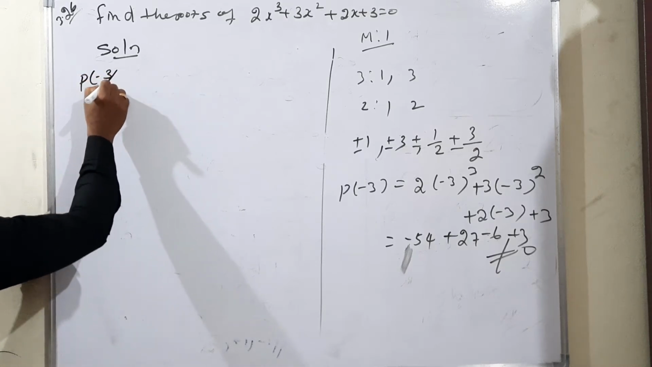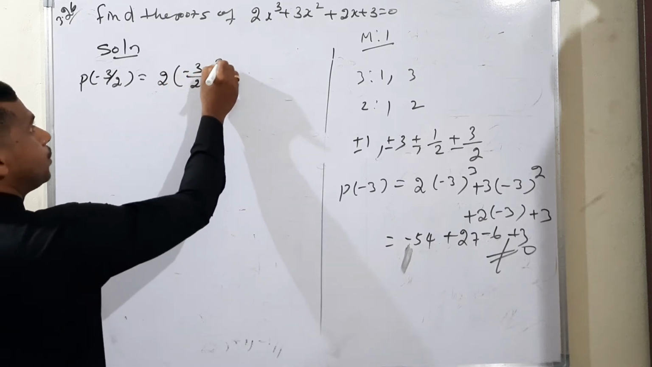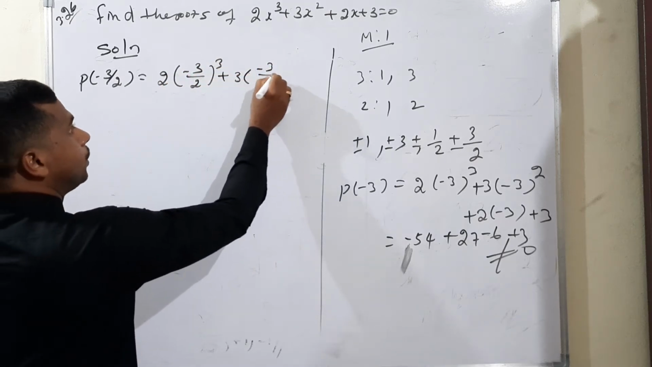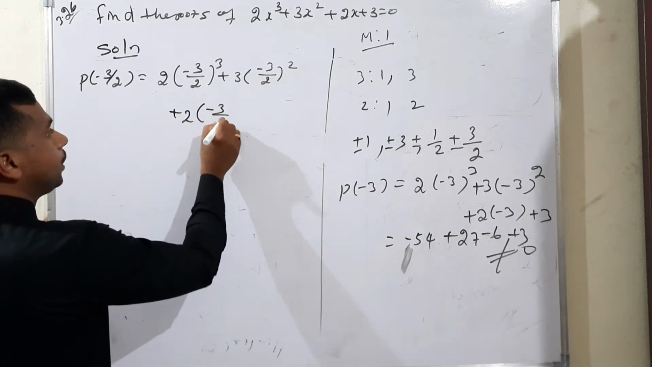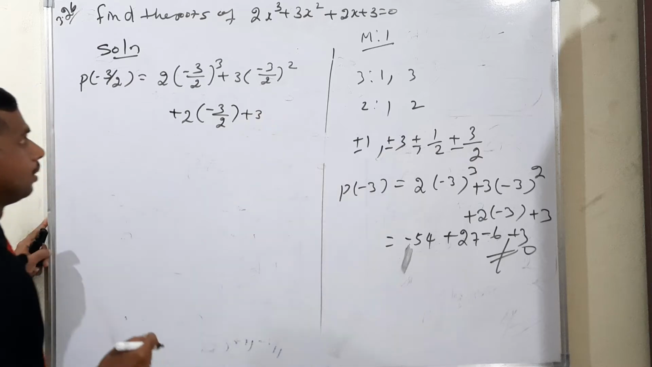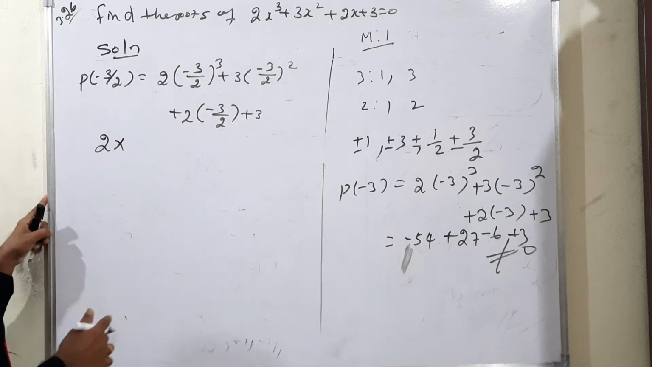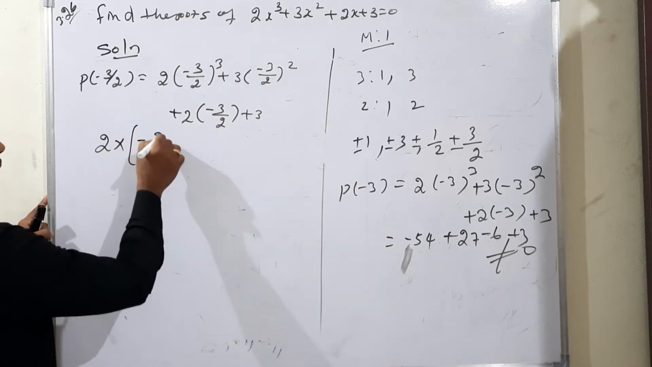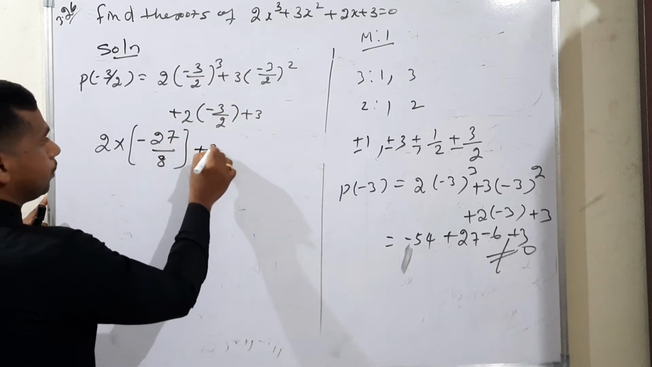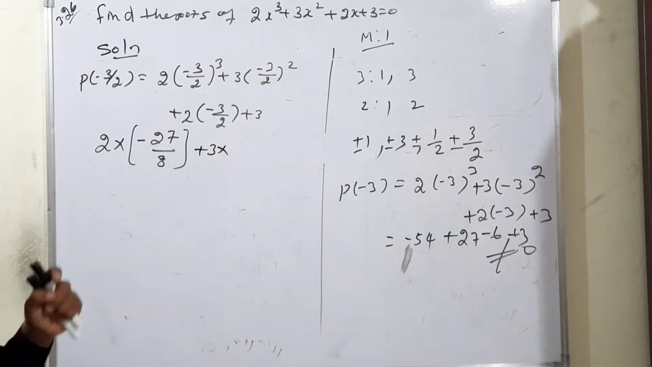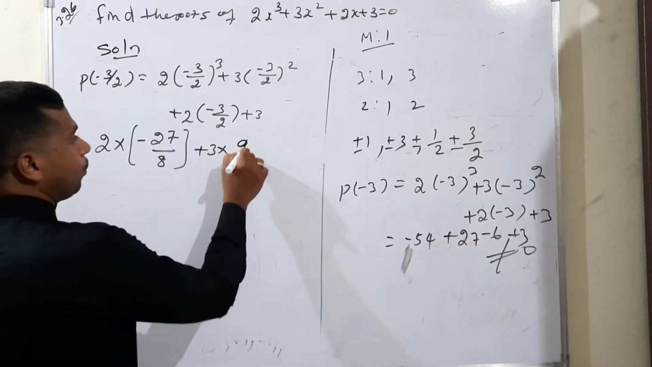P of negative 3 by 2, what will happen? So 2 into negative 3 by 2 the whole cube, plus 3 into negative 3 by 2 the whole square, plus 2 into negative 3 by 2 plus 3. Now 2 into negative 3 the whole cube: we know the negative sign stays, the value is 27 by 8, since the cube of 2 is 8. Next, plus 3 into negative 3 by 2 the whole square, that is an even power, so the negative converts to positive, and 9 by 4 will come.